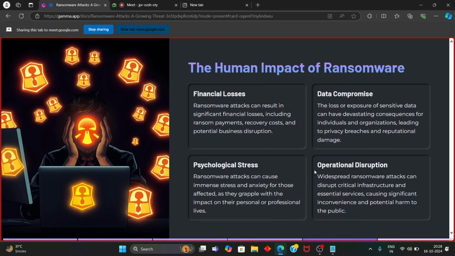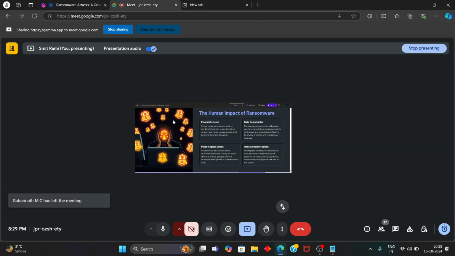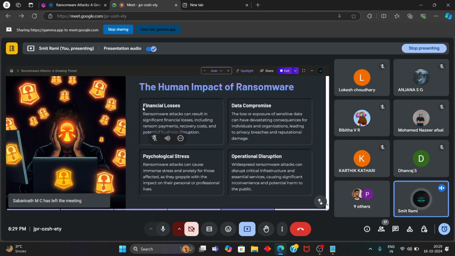Okay. So yeah, operational disruption. Widespread ransomware attacks can disrupt critical infrastructure and essential services, causing significant inconvenience and potential harm to the public. Now, why does this happen? For example, in simple terms, if an organization is affected by a ransomware attack, then all its operations will get disrupted if you don't have access to your data and your files. So your work will be heavily disrupted by these kinds of attacks.